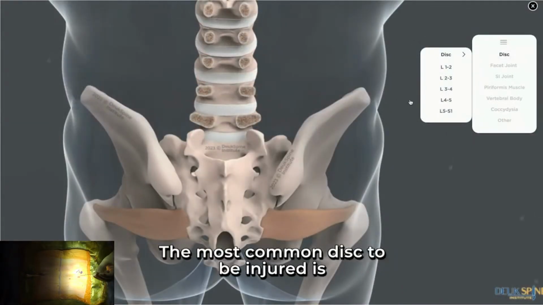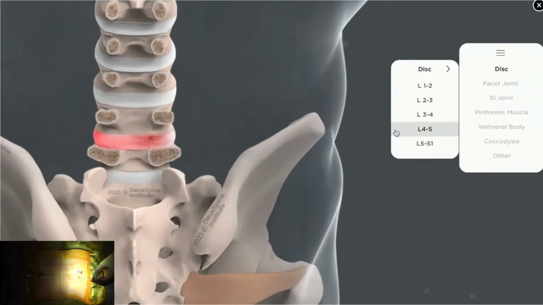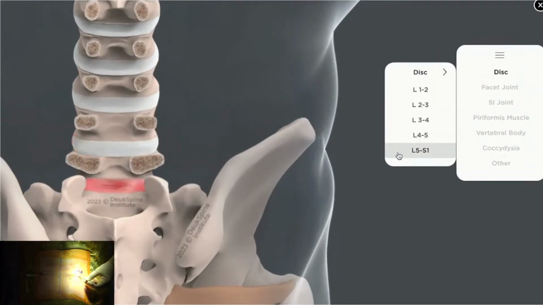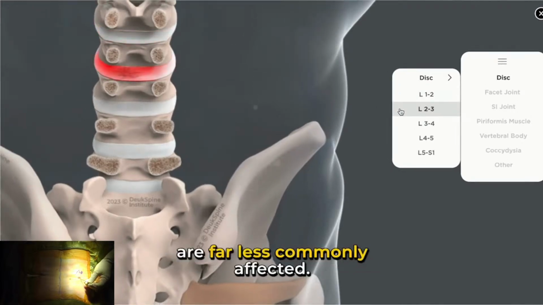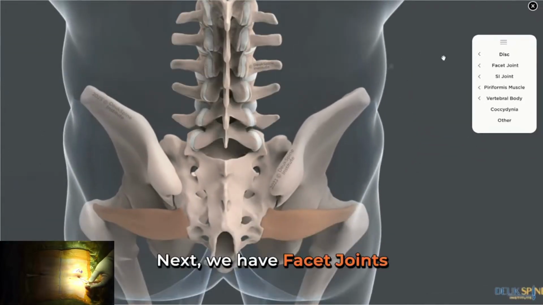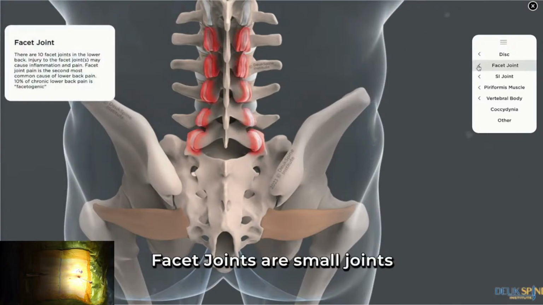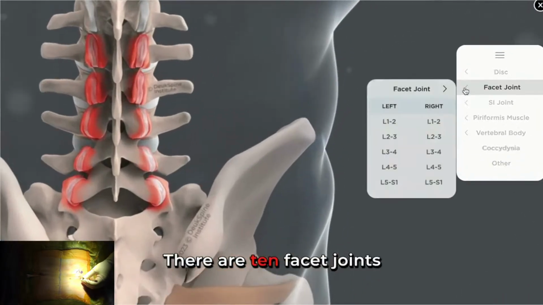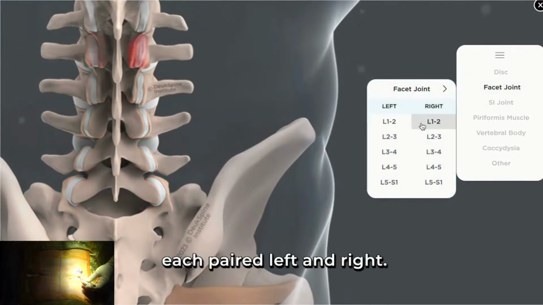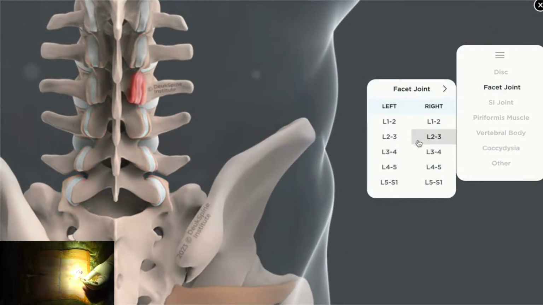The most common disc to be injured is L4-5, followed by L5-S1, then L3-4. The L1-2 and L2-3 discs are far less commonly affected. Next, we have facet joints. Facet joints are small joints located behind the discs in the back of the spine. There are 10 facet joints, each paired left and right, L1-2, L2-3, L3-4, L4-5, and L5-S1.